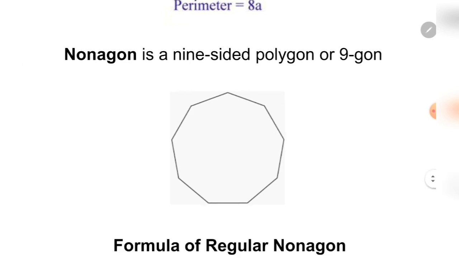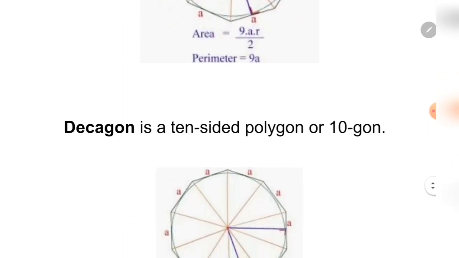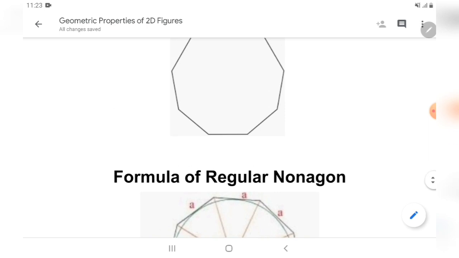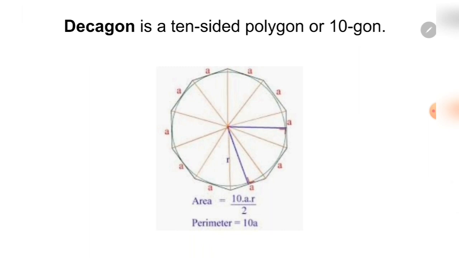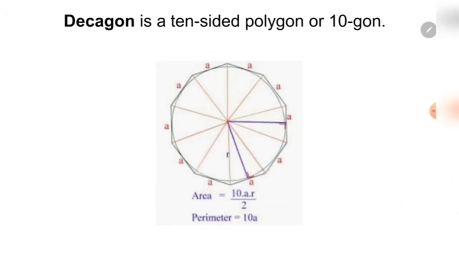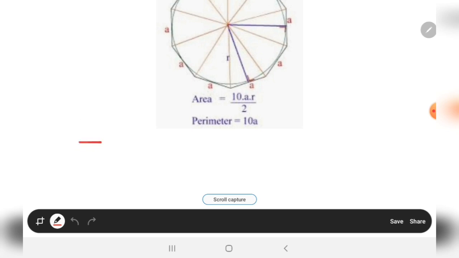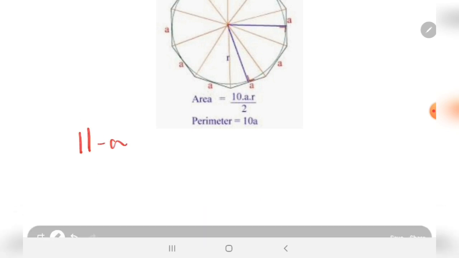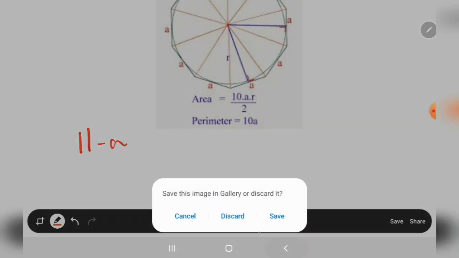Next, nonagon. A nonagon is a 9-sided polygon, or we can call that a 9-gon. Okay, next the formula is the same, but with 9 because that is a nonagon. Next, decagon. It is a 10-sided polygon, or we can call that a 10-gon, and this is the formula. And this will do also if you want to continue, like in finding the area or the perimeter of the 11-gon, 12-gon, or 50-gon.